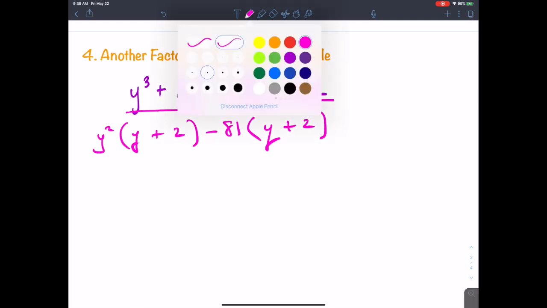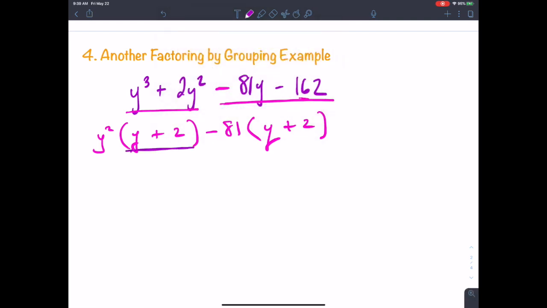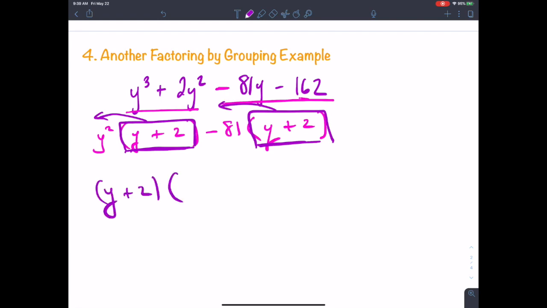And notice, you should see this pattern. This binomial that you take out should always end up being the same as that. Because now what we can do is take out this term from both sides. So that's going to come out from both. So I'm going to end up taking out the y plus 2. And then just like I do in other situations, I'm going to write in parentheses what's left. And what's left in this case is y squared minus 81.